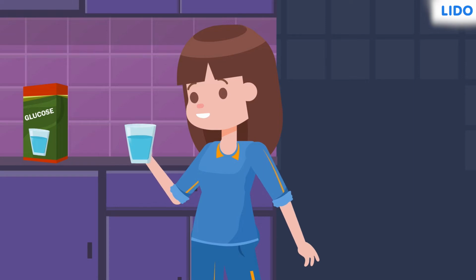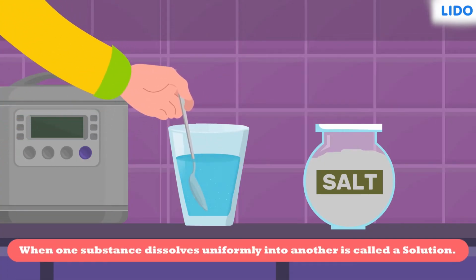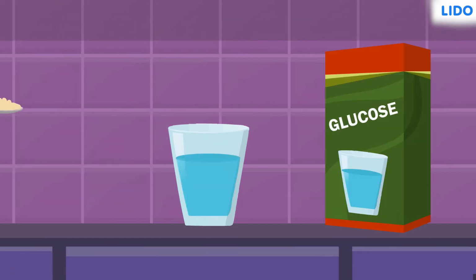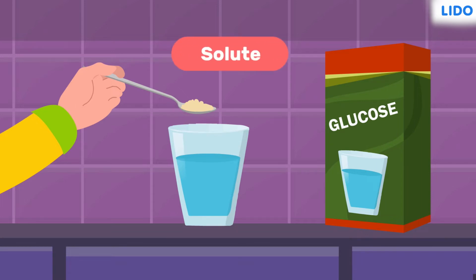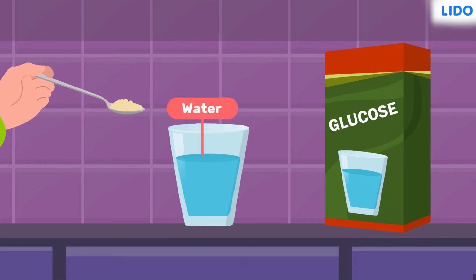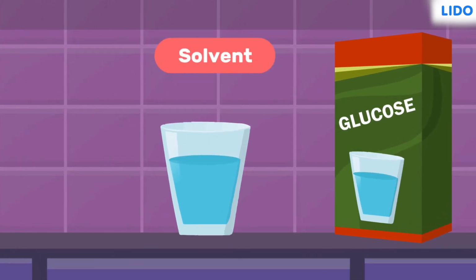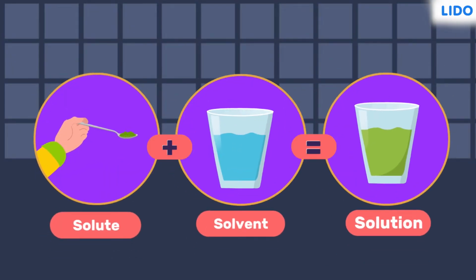But Naina is still confused. She does not know what a solution is. Her father explains to her further that when a substance dissolves uniformly or completely into another substance, it is called a solution. The substance present in smaller quantities and dissolves completely is called solute, and the substance which is present in large quantities and in which the solute dissolves is called a solvent. Which means solute plus solvent gives us a solution.